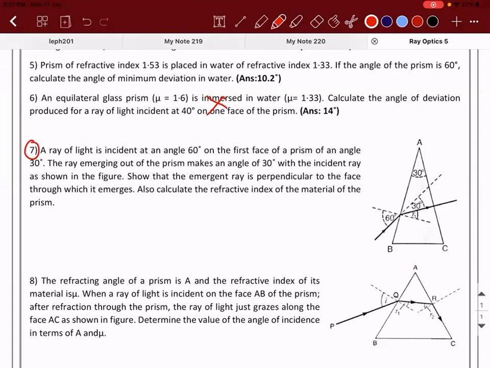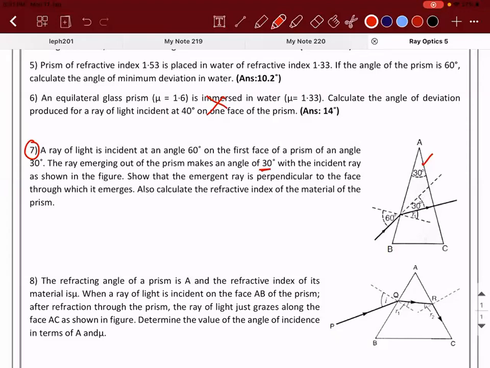So there is a ray of light which is incident at an angle of 60 degrees on the first face of a prism of angle 30 degrees. The ray emerging out of the prism makes an angle 30 degrees with the incident ray, as shown in the figure. Show that the emergent ray is perpendicular to the face through which it emerges out. Also calculate the refractive index of the material.